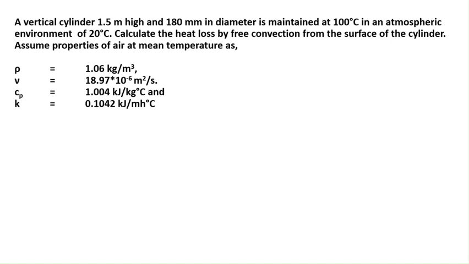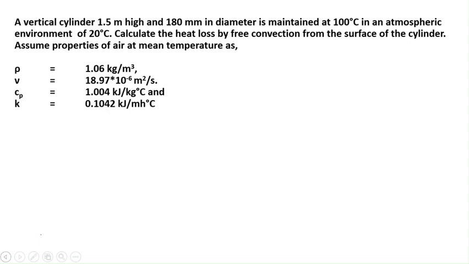Assume the properties of air at a mean temperature, such as density, kinematic viscosity, specific heat, and thermal conductivity, are given. Here, note that in the problem, the cylinder has 180 mm diameter and a height of 1.5 meter. So its height is considered as 1.5 meter and the diameter is considered as 180 mm.